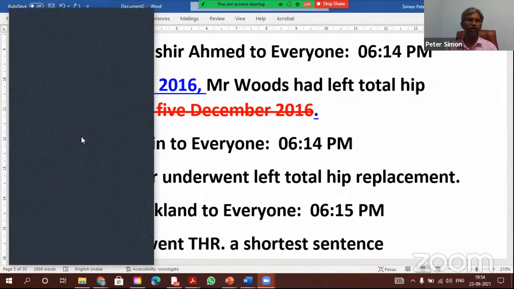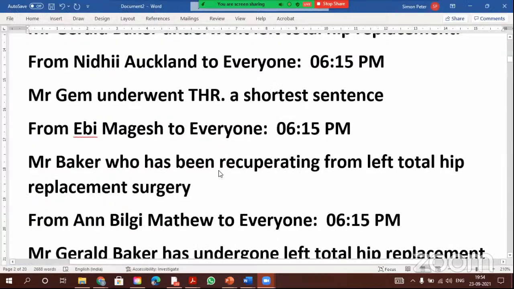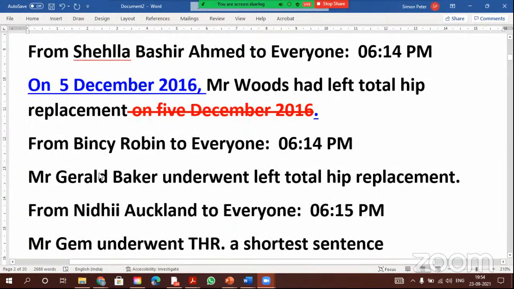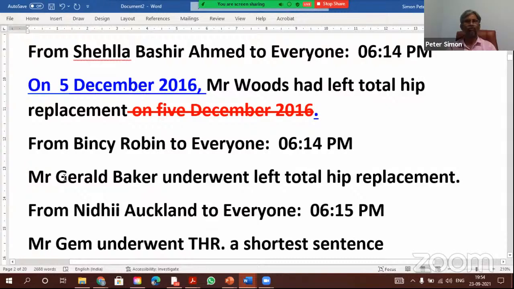Okay, Shehla is not there. So, fine. Bincy Robin. When I take the name, you can unmute.